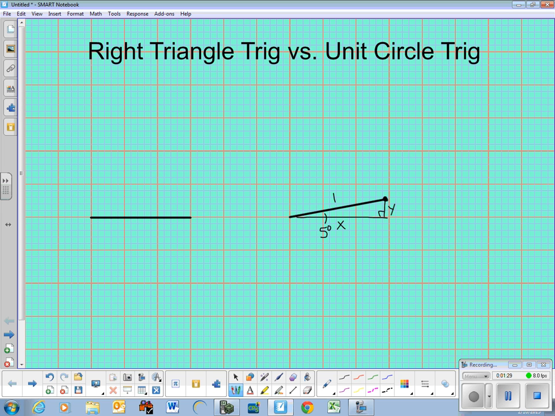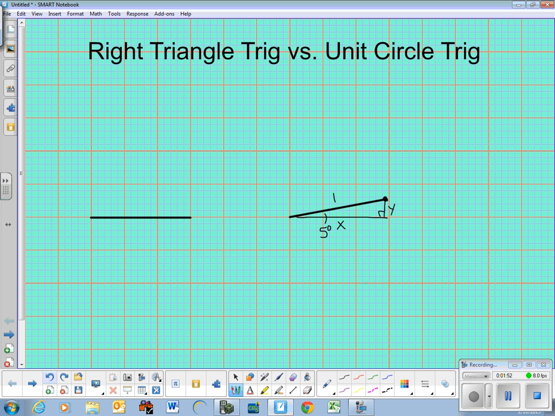Right? So, for instance, if you were finding x, you would say the cosine of 5 degrees equals adjacent over hypotenuse, and then you would multiply both sides by 1, and you would get 1 times the cosine of 5. And the reason we're using 1 is so that we can just use the cosine of 5, and that's going to get us connected to unit circle trig.